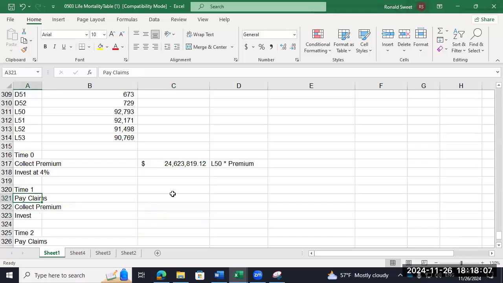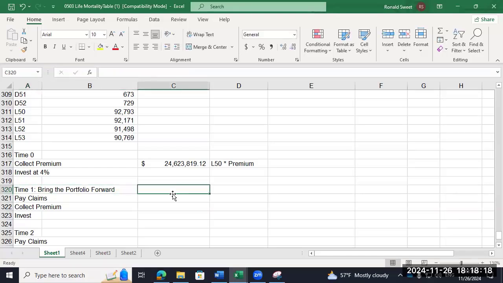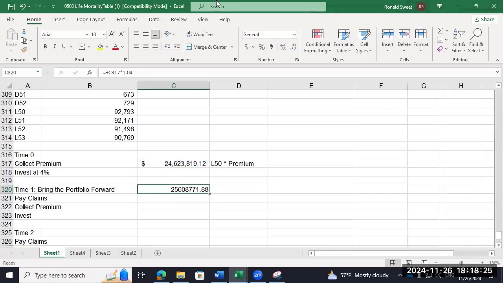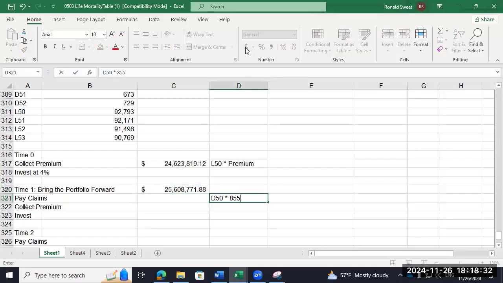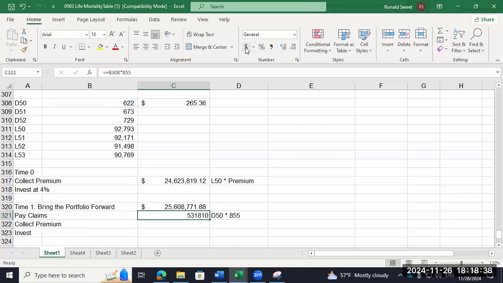One thing I left out, you're probably going to add a row here. At time 1, you want to bring the portfolio forward. So you invest at 24 million. You want to multiply that by 1.04 because you're making 4%. So your portfolio comes forward at 25 million. You're going to pay claims to the D50s times 855. So you take D50 times 855. You're going to pay that out.